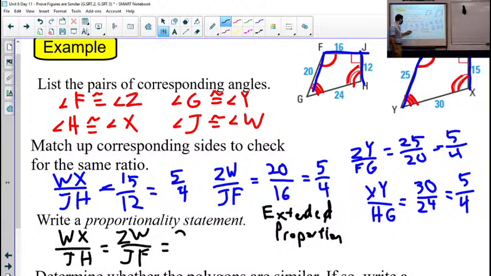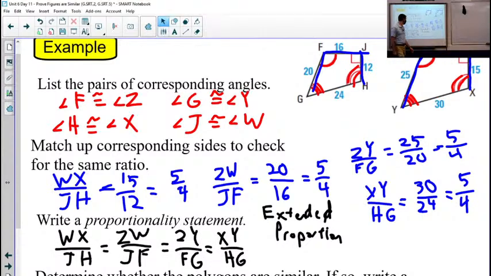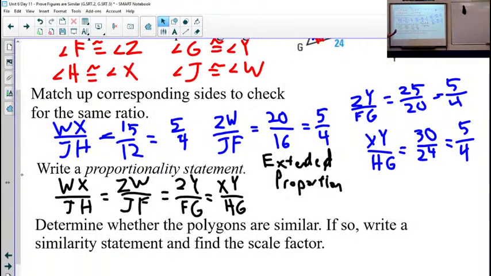And the statement that we're making about these fractions is that they're all the same. So WX over JH equals ZW over JF equals ZY over FG equals XY over HG. And that's just saying that we just found the 4 fractions, we simplified them, and they all reduced to the same amount. In this case, it's 5/4. So since those all reduced to the same thing, and since our angles matched up the way they're supposed to, that means they're similar.